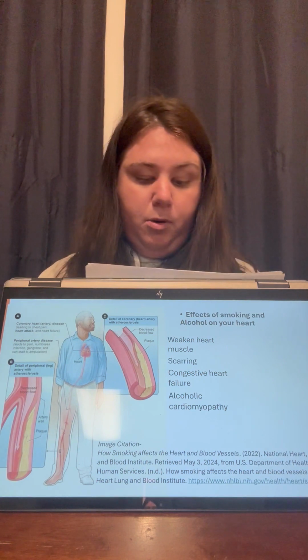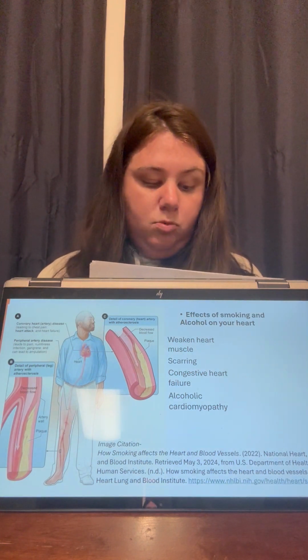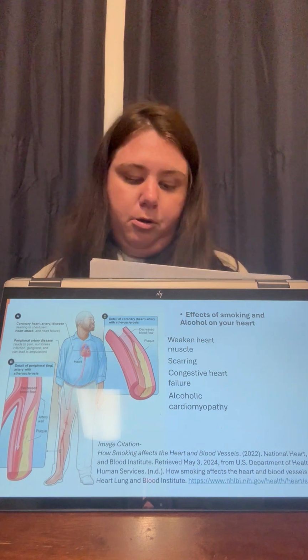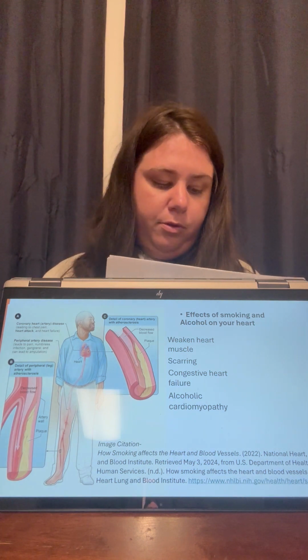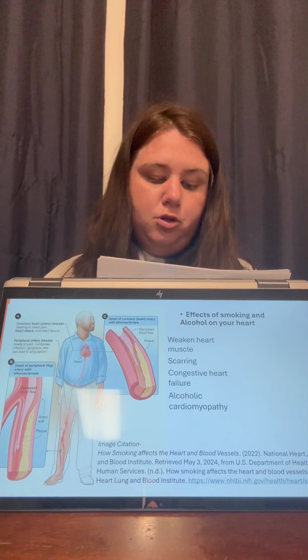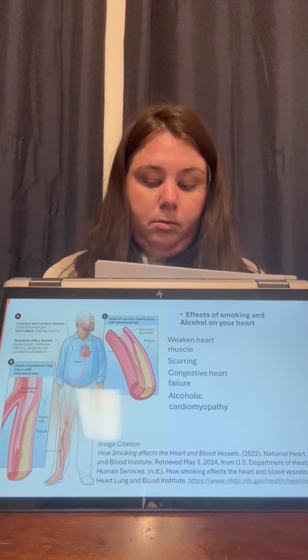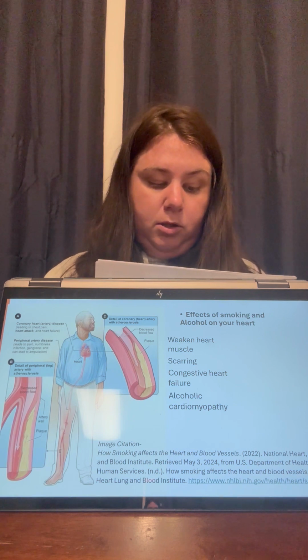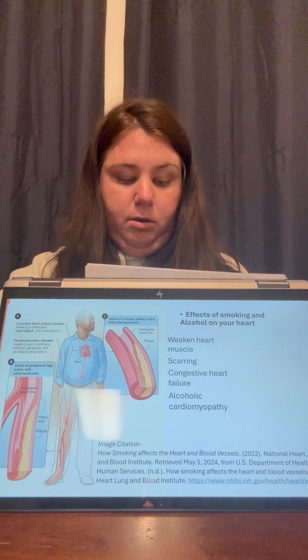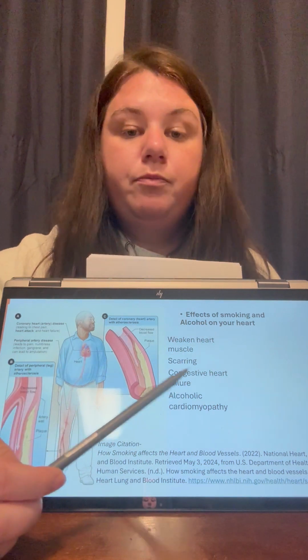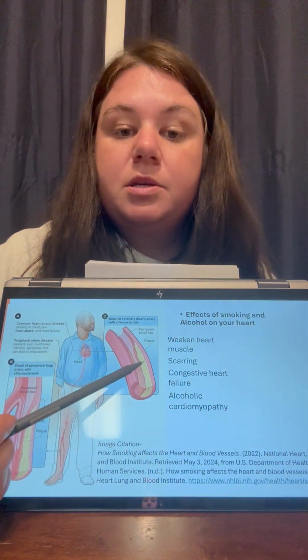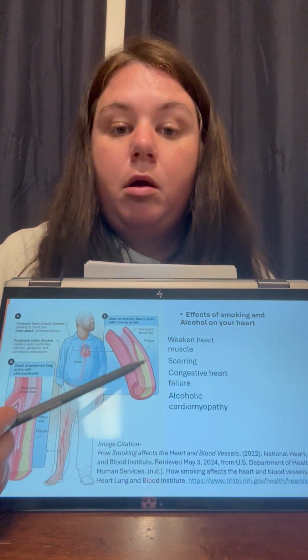Alcohol and cigarette smoking can affect your heart. This is why you hear the importance of not smoking or quitting smoking when it comes to heart health. The image above is from the National Heart, Lung, and Blood Institute. Sorry, this is an image of what your arteries can look like from smoking, which can block the blood flow. So right here you can see the blockage.